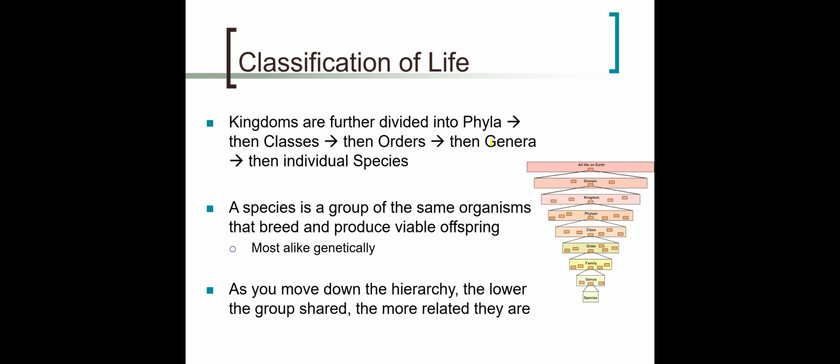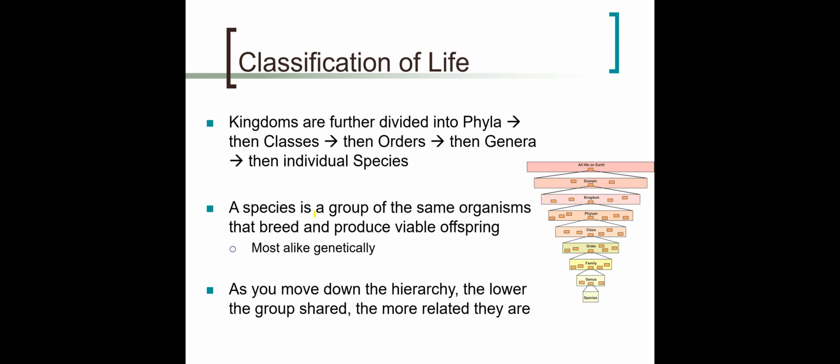An order is divided into many genera, and the singular term for this is genus. Okay, so genera is plural, genus is singular. And then a single genus can be broken down into more than one species. So we go all the way from a domain down to an individual species.